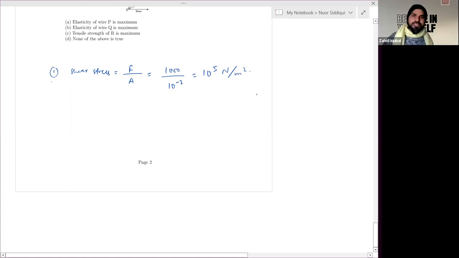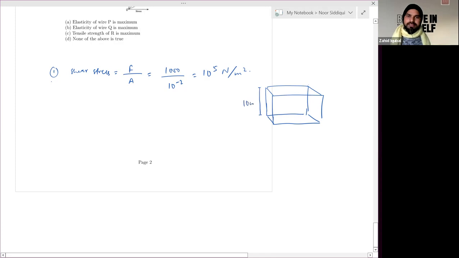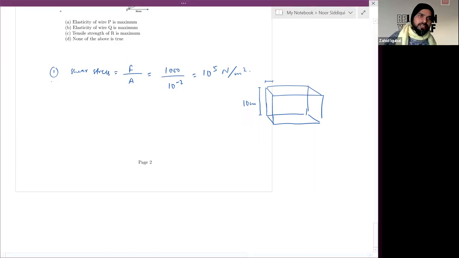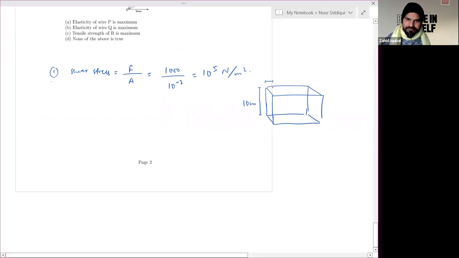For the second part, shear strain, we have a cube whose vertical length is 10 centimeter and shifts from its actual path from this point to this point due to deformation or bending on application of shear force, X, which is 0.25 into 10 to the power minus 2 meter. This will be in terms of meter, 10 to the power minus 1 meter.